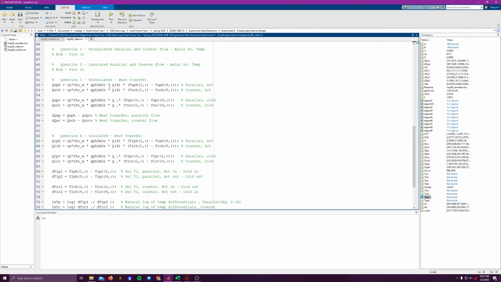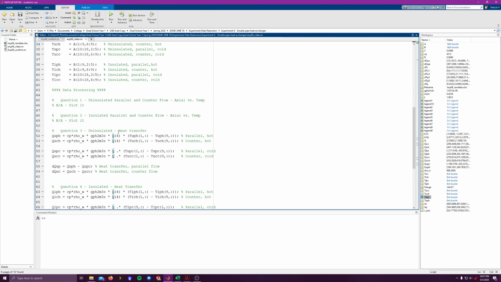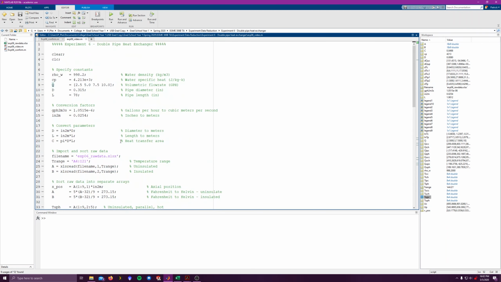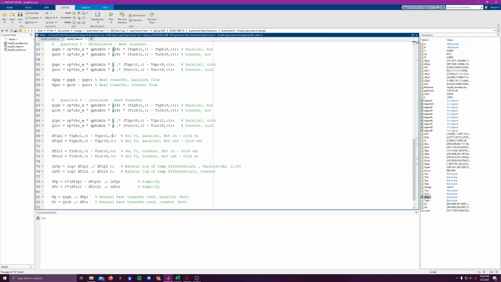Before we get started, I should have also touched on this, where I'm multiplying our conversion from gallons per hour to cubic meters per second by our volumetric flow rate. For the hot fluid, I'm using Q of 4, because for the hot fluid we just want to use 10 gallons per hour. That's all we had. But for the cold fluid, we had 2.5, 5, 7.5, and 10 gallons per hour throughout, so we're going to use some matrix multiplication here.